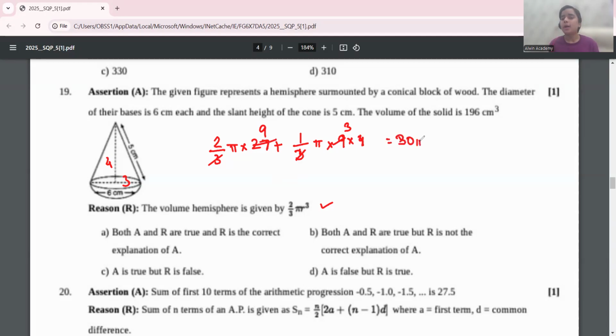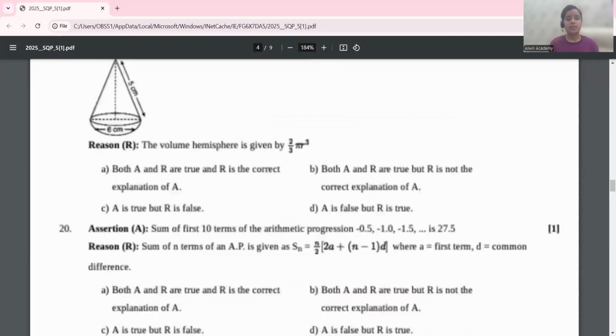pi. Now, even if I put the value of pi as 22 by 7 or 3.14, the volume of the solid can never equal 196 centimeter cube. We don't need to calculate this. Thus, the assertion is false. Hence, A is false, R is true. Option number D is the correct answer. Going to the next question, last question.